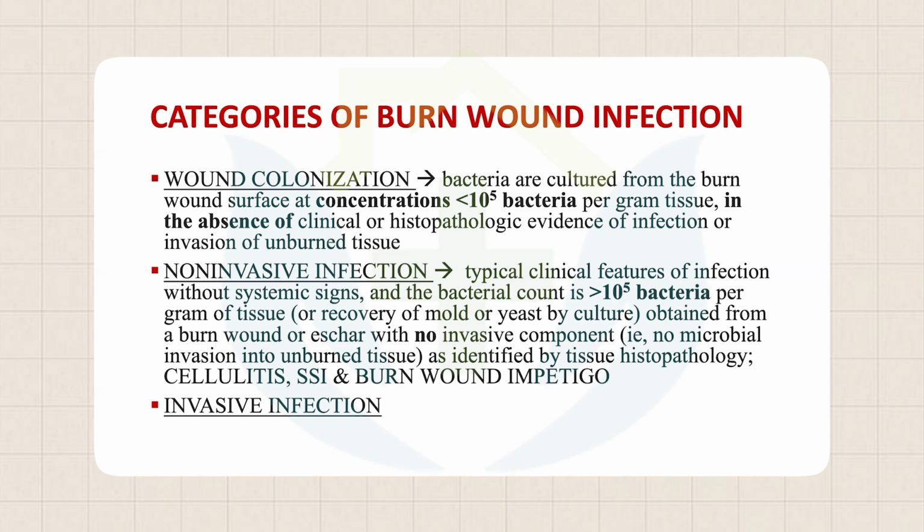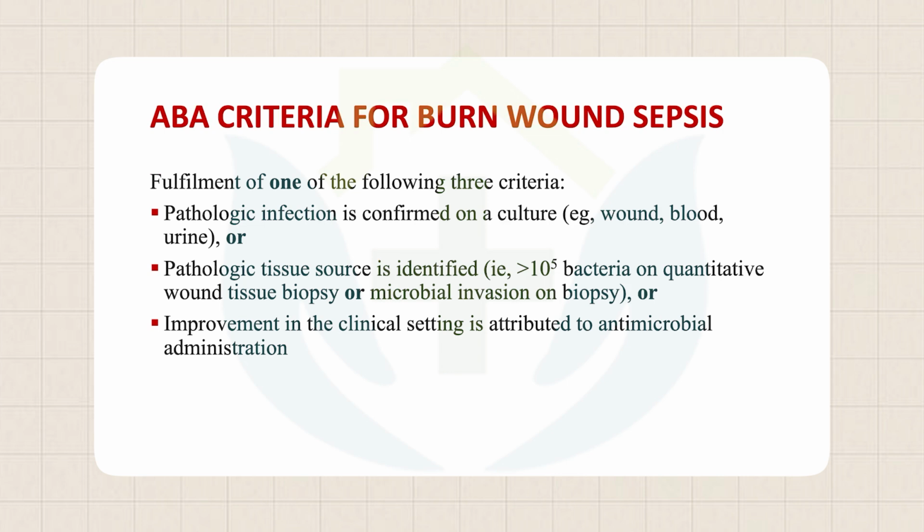And if you have full-blown sepsis, with fever, tachycardia, SIRS response, hypotension, and positive blood culture, that is invasive infection. In India, the most common agent causing an invasive infection is Pseudomonas, but nowadays Acinetobacter is coming up big time as a causative agent. So, what is the criteria for diagnosing burn wound sepsis?